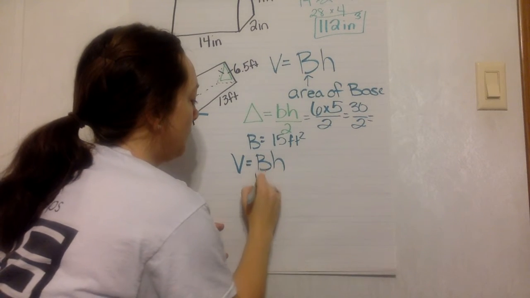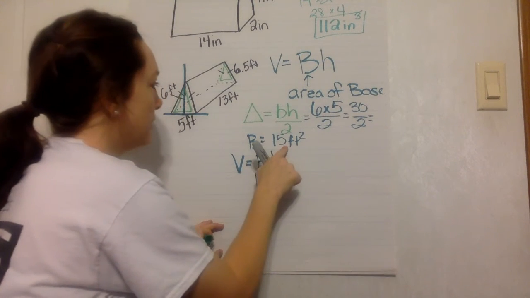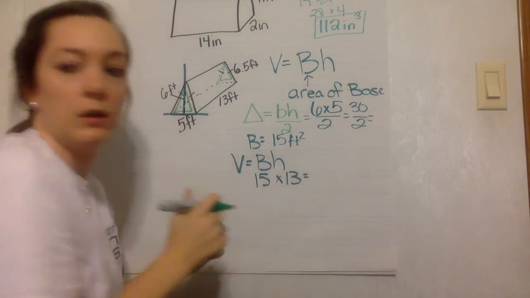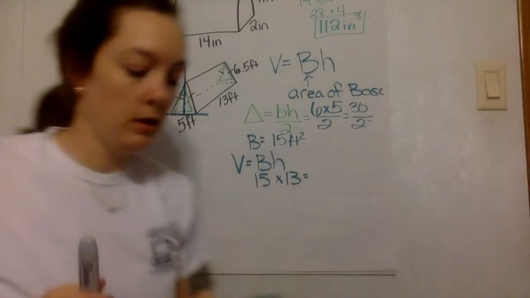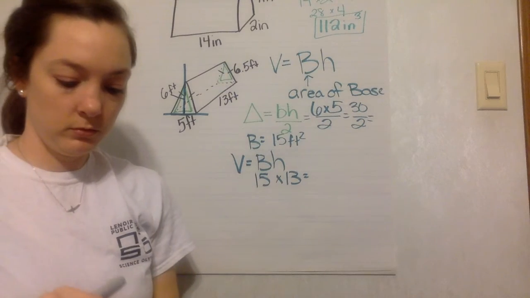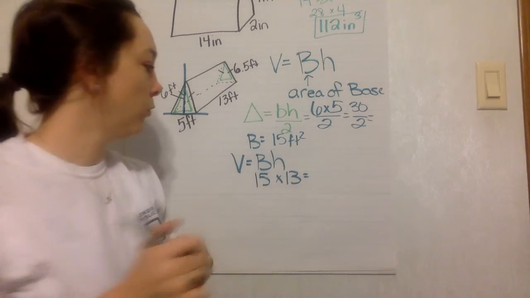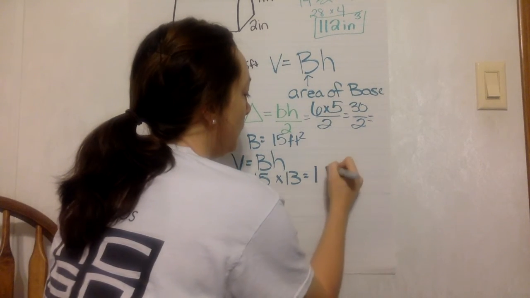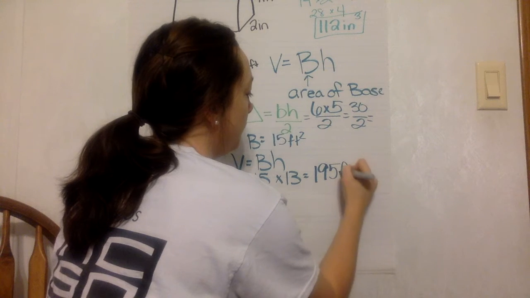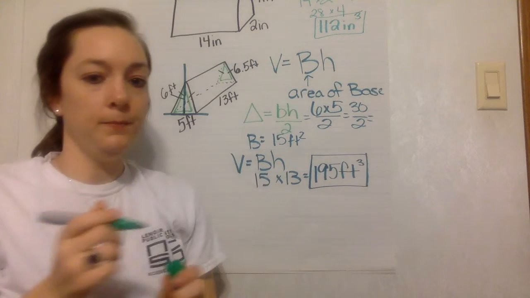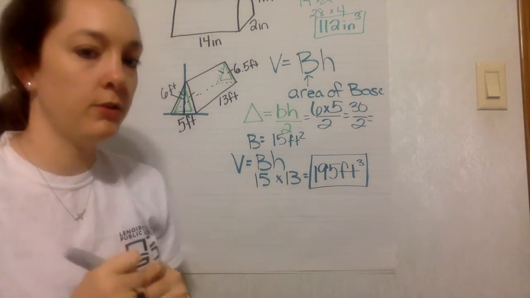So I've got 15 feet squared as the area of my base times 13. And of course, I don't have my calculator with me. Let me get my phone. 15 times 13, 195. So I have 195 feet cubed. Okay? That would be your volume.